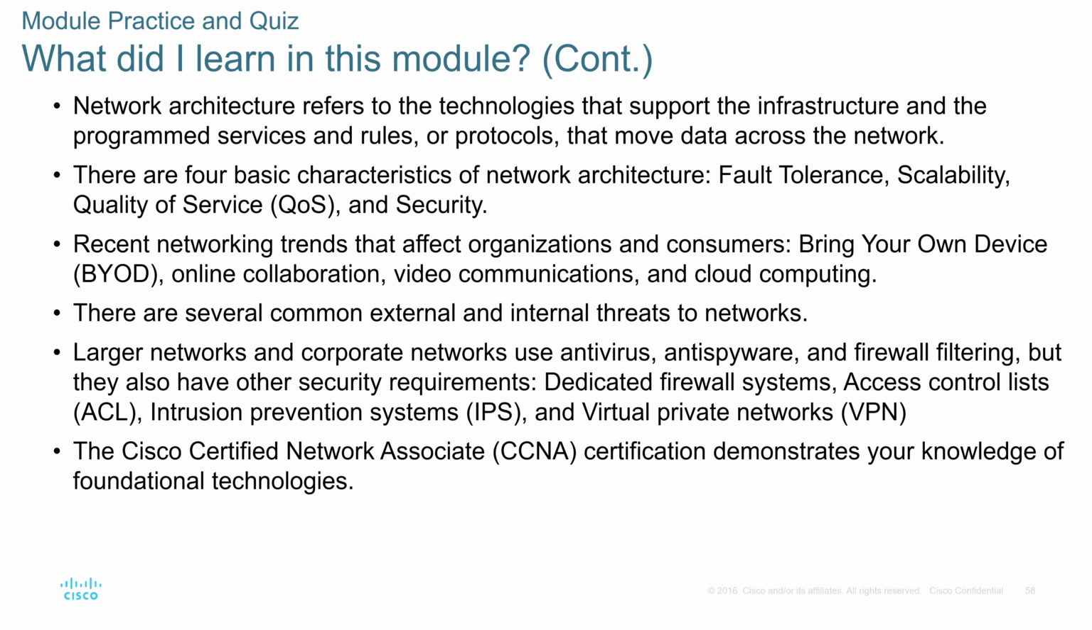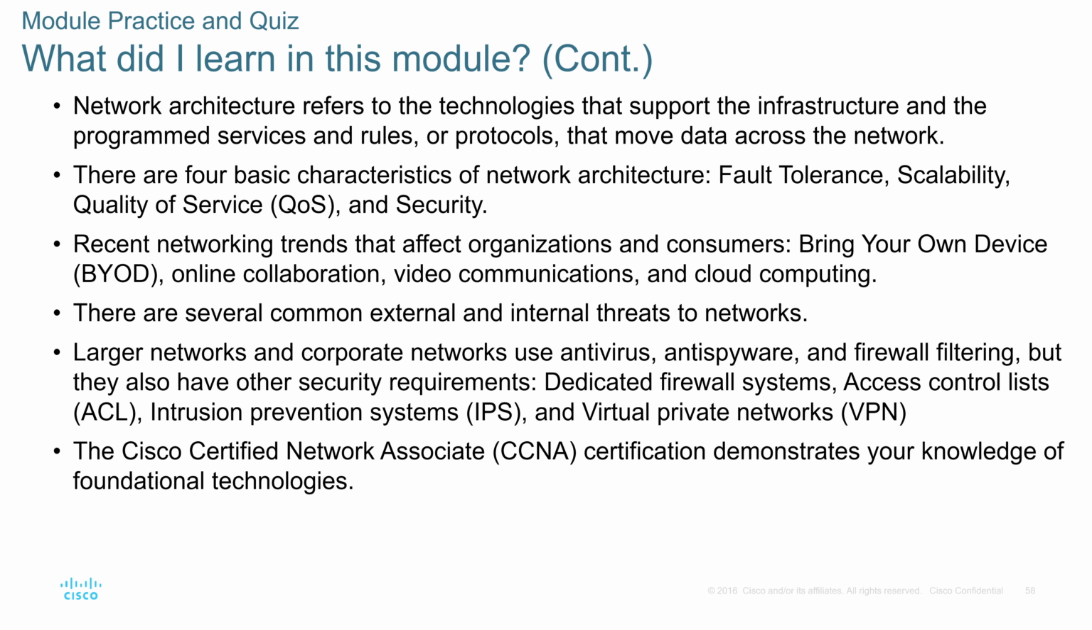There are several common external and internal threats to a network, and identifying those threats is very important. Larger networks and corporate networks use antivirus, anti-spyware, and firewall filtering, but they also have other security requirements such as dedicated firewall systems, access control lists (ACLs), intrusion prevention systems (IPS), and virtual private networks. You just need to know what they are, but you don't need to know in depth how they work. That is not part of this particular module.